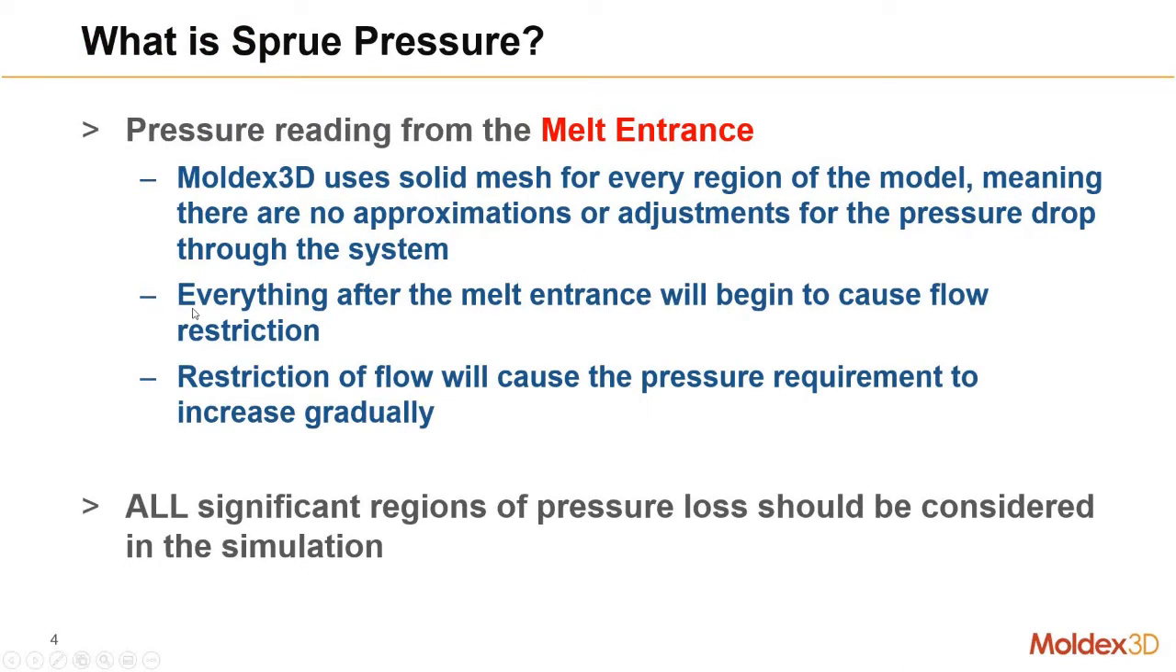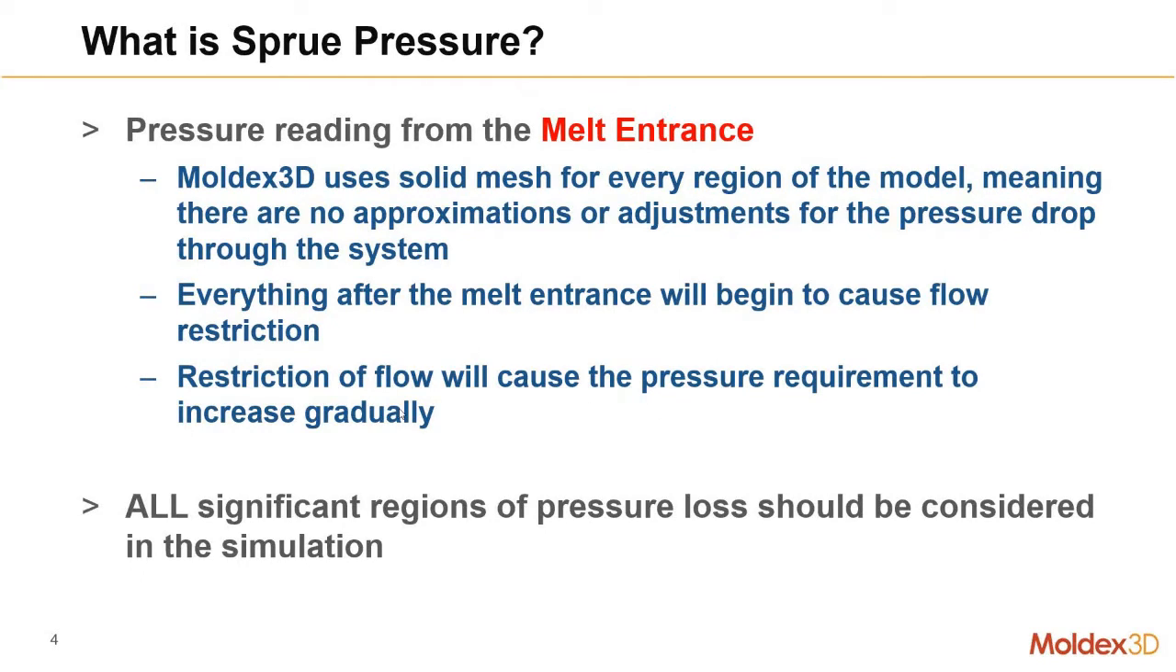Everything from the melt entrance will begin to cause flow restriction. That doesn't only mean the part and the runner; that could also include things like your valve pin volume, so we need to make sure to subtract that out. The actual nozzle that connects to the top of our runner system should be modeled in, so that we can accurately calculate the pressure drop across that volume. Things like that are going to allow us to get a little bit closer when we're talking about sprue pressure.